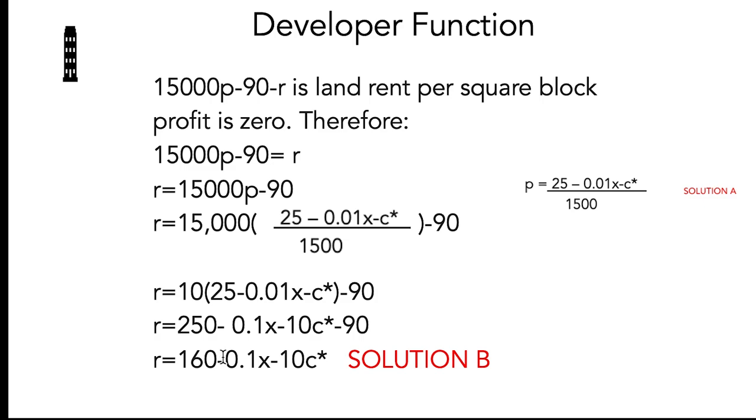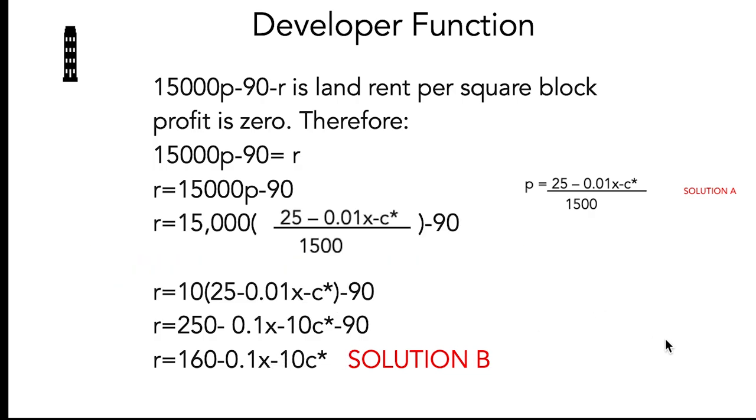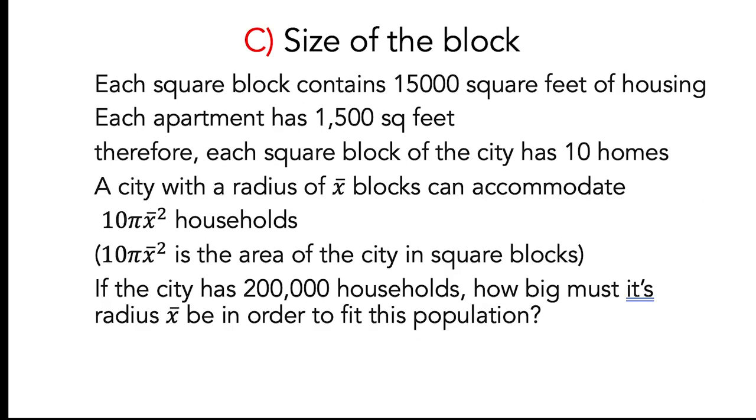And then we just add together all these equal terms, and we get that R is equal to 160 minus 0.1x minus 10c squared. So that's the developer function in terms of distance and c. Now we're going to determine, well, what is the size of the block that is more adequate.